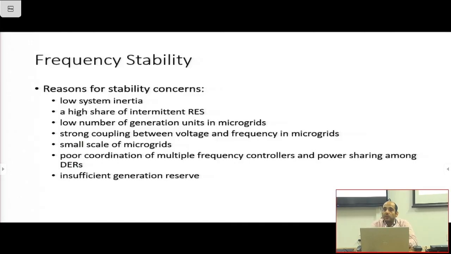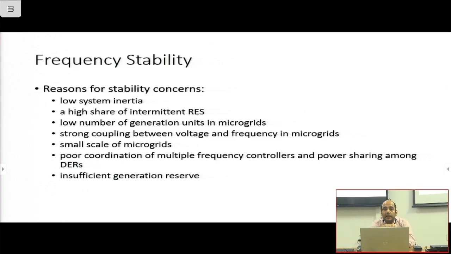Another interesting problem that occurs in a microgrid is called strong coupling between voltage and frequency in microgrids. Now see what happens in a traditional system. We mainly talk about the transmission system or high primary distribution level, where the X by R, the line reactance by resistance ratio, is high. The line is mainly inductive in nature.